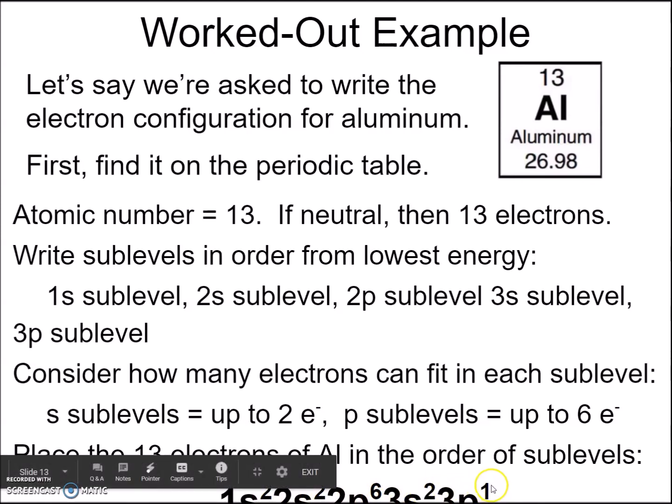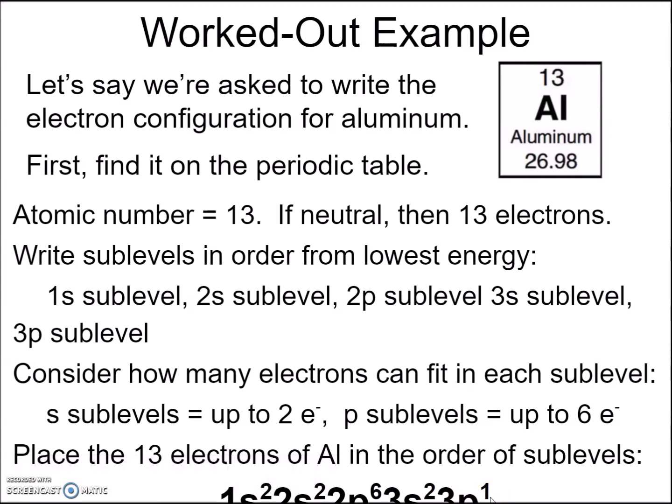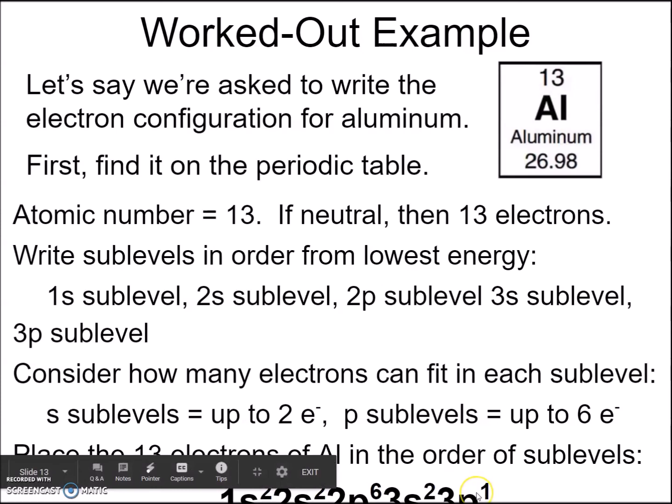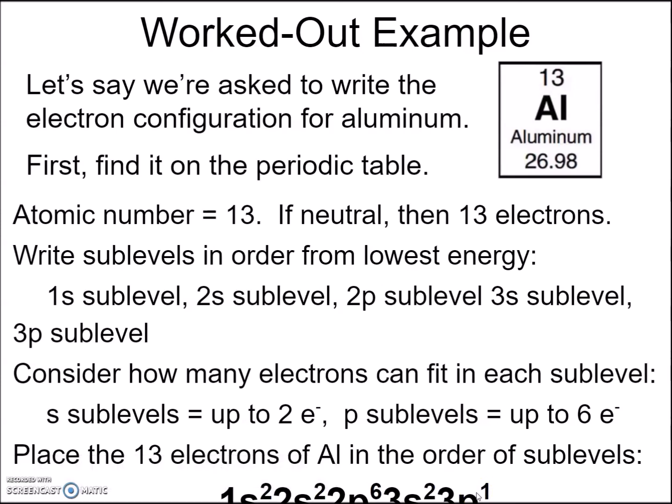We only need 1 more electron to find a home. That last electron finds its home in the 3p orbitals. Yes, the capacity of that 3p sublevel would be 6, but in this case, we don't have another 6 electrons, we only have 1 more. So the electron configuration ends with 3p1.